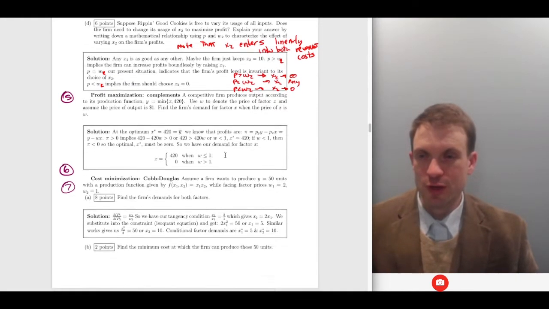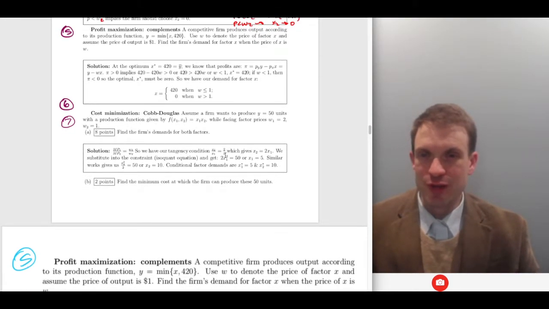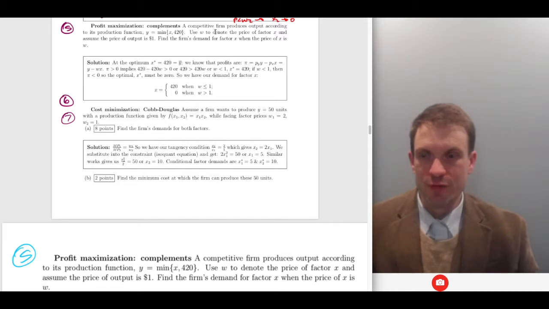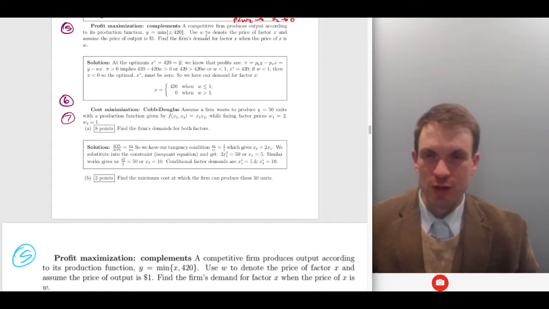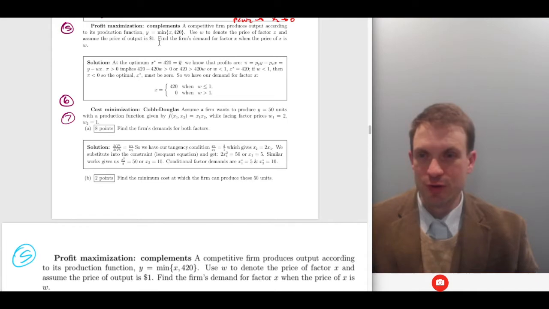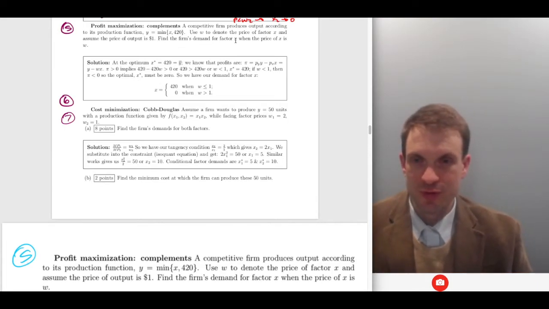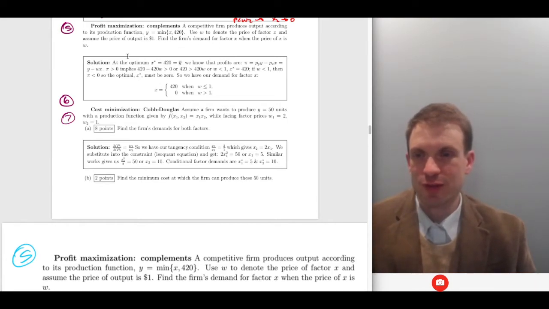All right. Number 5, profit maximization with complements. A competitive firm produces output according to the production function y equals the minimum of x and 420. Use W to denote the price of factor x and assume the price of output is $1. Find the firm's demand for factor x when the price of x is W.